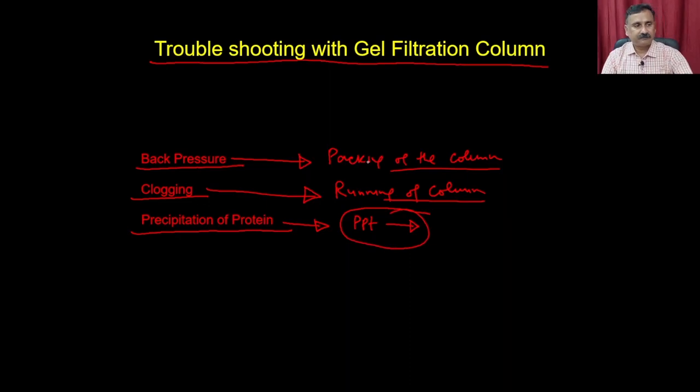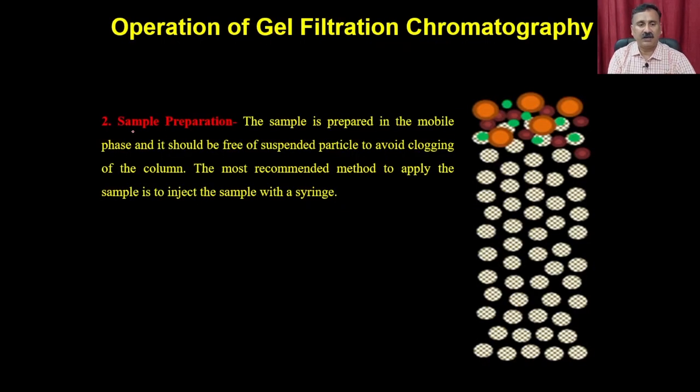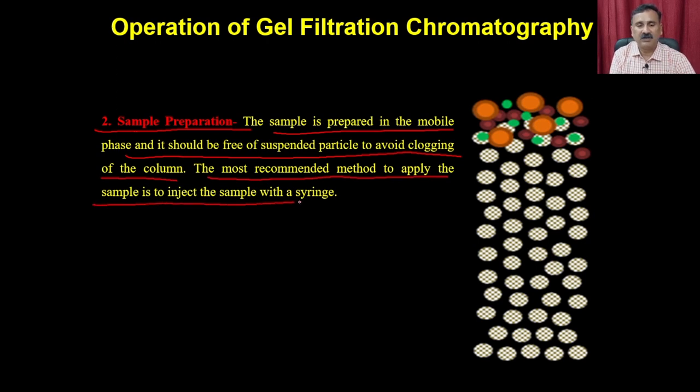So how can you run the gel filtration chromatography? First you have to pack the column, right? And in step two, you are going to prepare the sample. The sample is prepared in the mobile phase and should be free of suspended particles to avoid clogging of the column. The most recommended method to apply the sample is to inject it with a syringe.